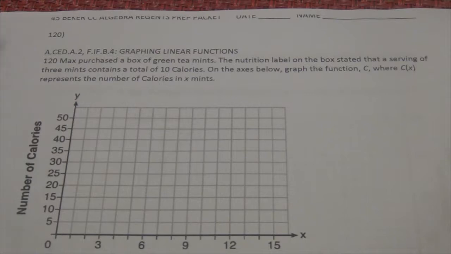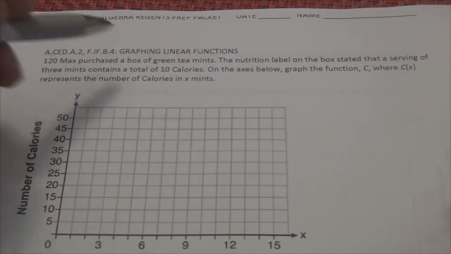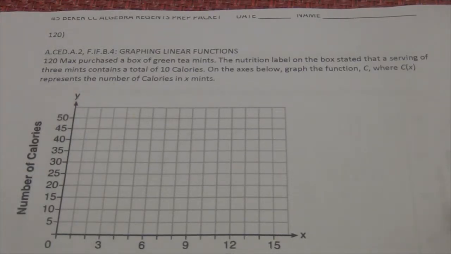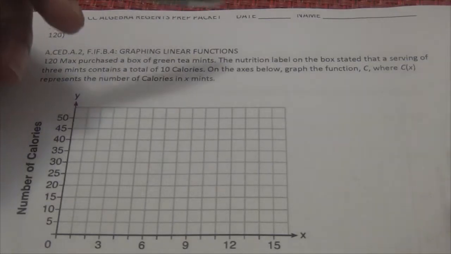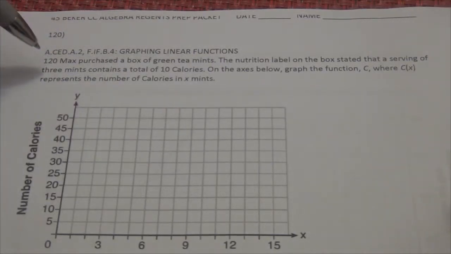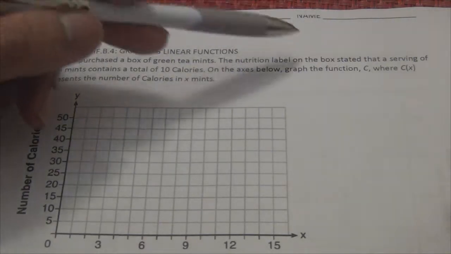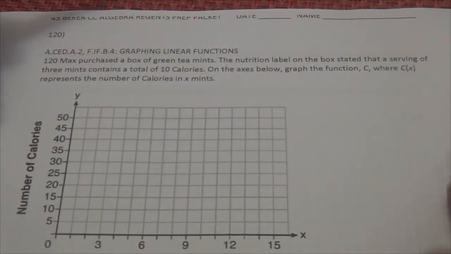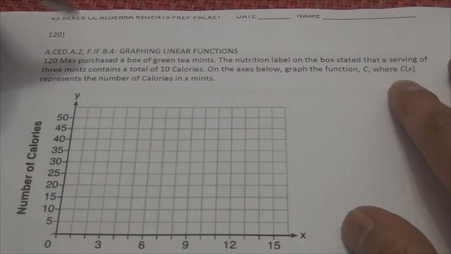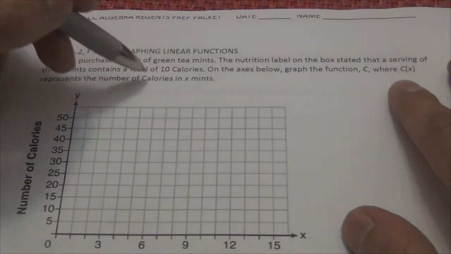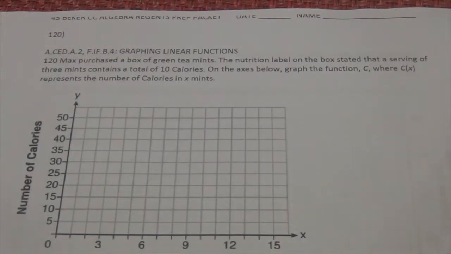Here, Max purchased a box of green tea mints, right? The nutritional label on the box stated that a serving of 3 mints contains a total of 10 calories. On the grid below, graph the function c, where c of x, okay, c is a function of x, represents the number of calories in x mints. Sure, why not?